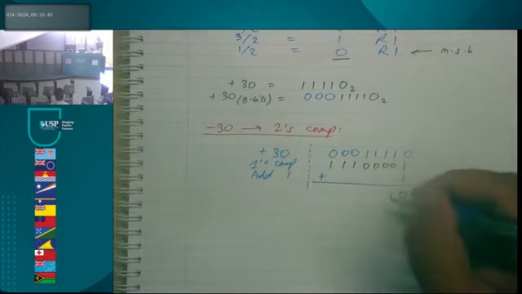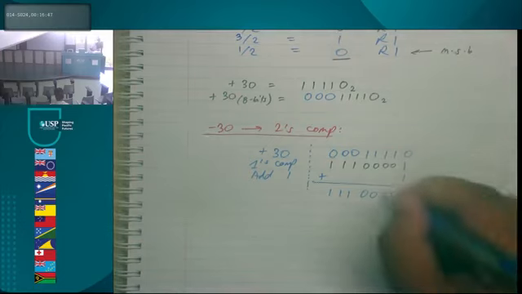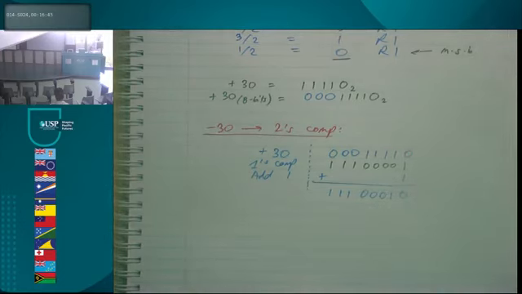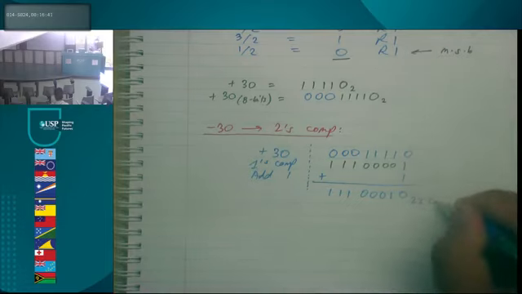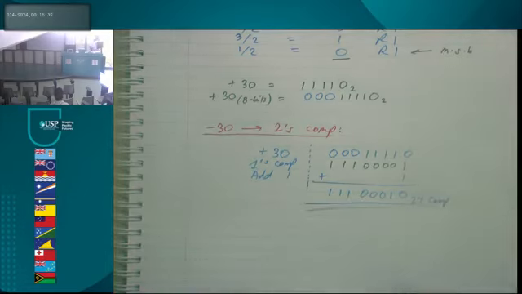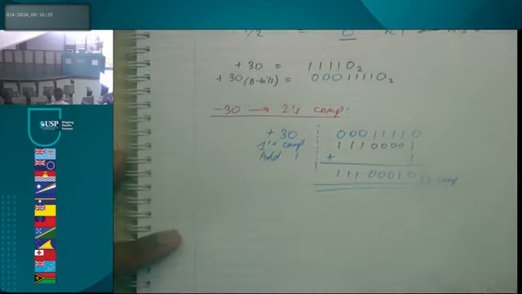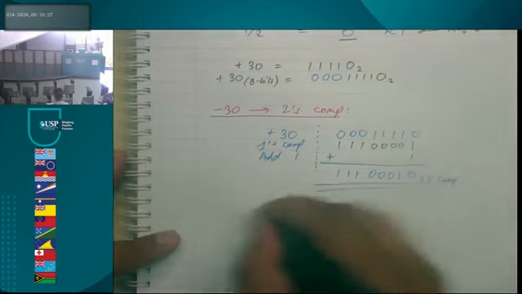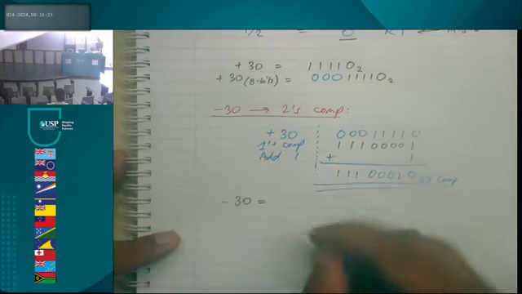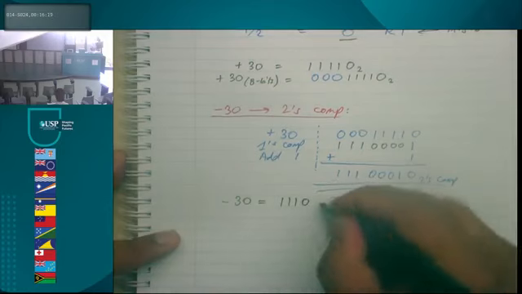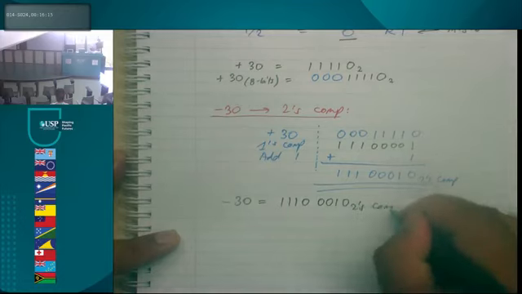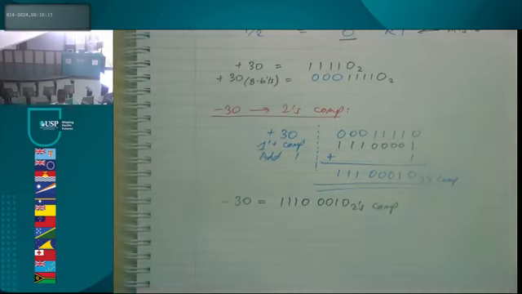One, 0, carry 1. Right? So we have the 2's complement. So therefore, what we can say eventually in terms of the answer is that negative 30 is equal to 11100010 in 2's complement.